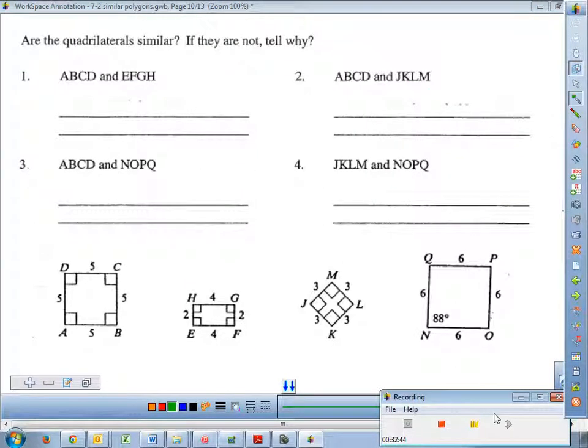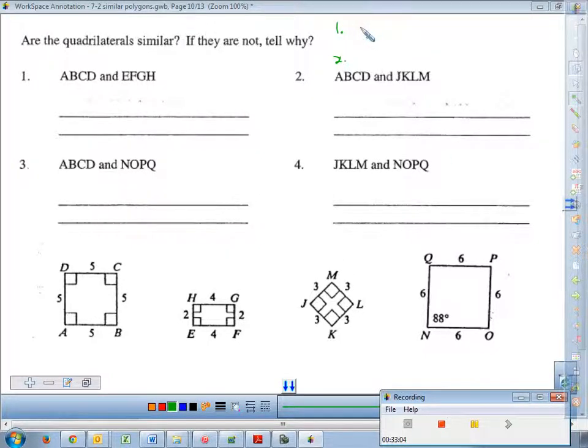At the top of your homework, here's the first thing I want you to do. There's 2 rules to be similar. Please write those 2 rules at the top of your homework for me. What are the 2 rules to be similar? See if you can do it without looking them up. 2 rules to be similar: 1 and 2.